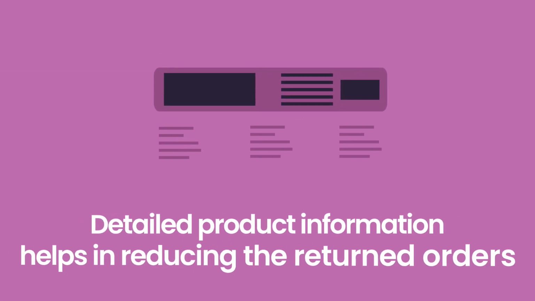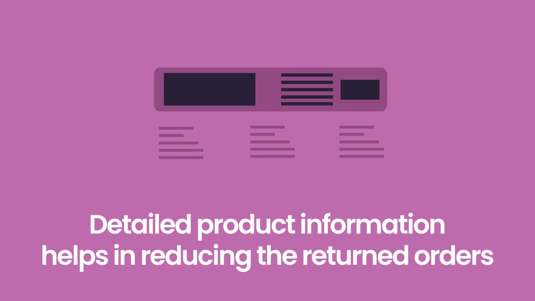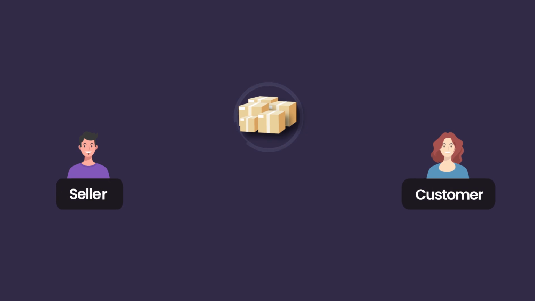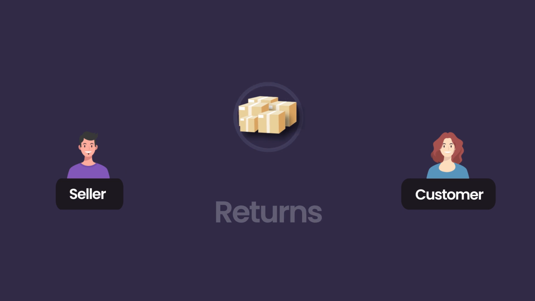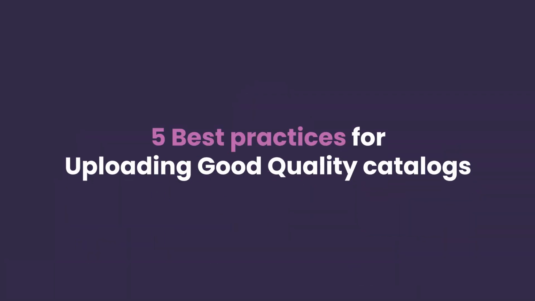Filling in detailed product information also helps in reducing the frequency of the returned orders. Customers often return products due to lack of critical product information on the product detail page. Make sure to add all the relevant details to reduce the order returns. These 5 simple practices can help you maintain a good quality catalog.